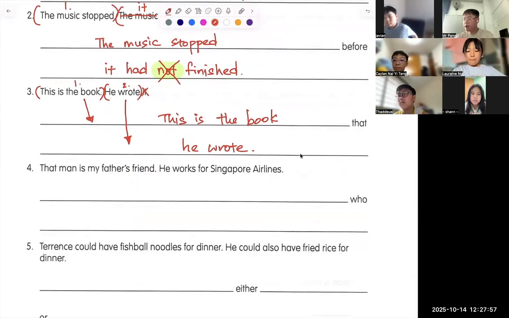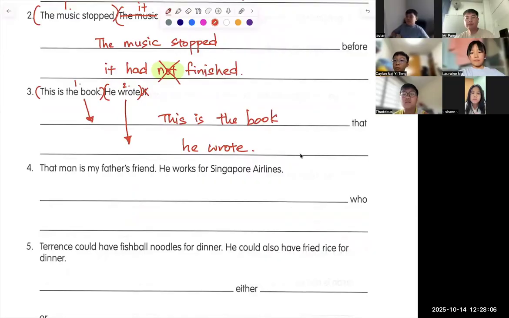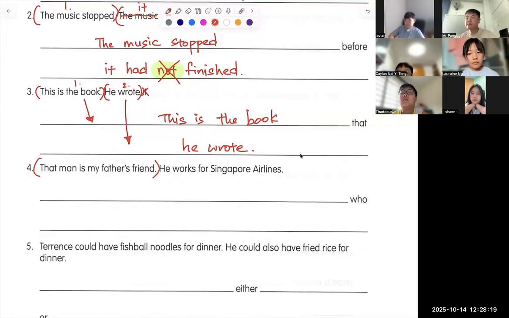Can I have number 4 and then Janessa, you do number 5, okay? Okay, who's doing number 4? Yeah, go ahead. Bracket, that man is my father's friend. Okay. And label number 1. Okay. Are you sure the whole thing is number 1? Are you sure the whole thing is number 1, Yan Liang? Are you very sure? I give you another chance. You think carefully.